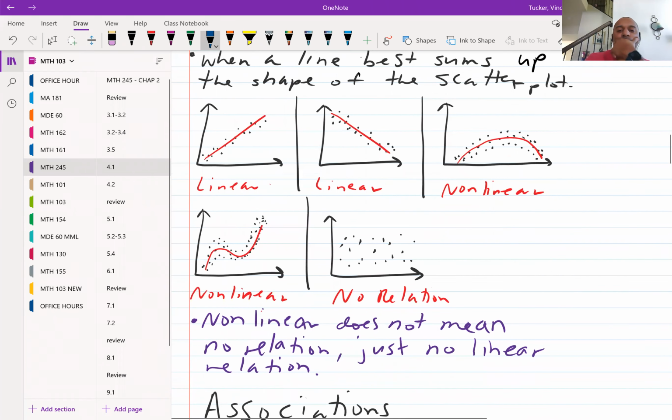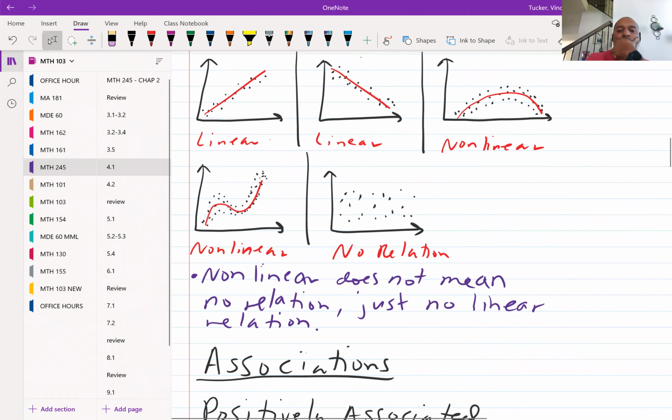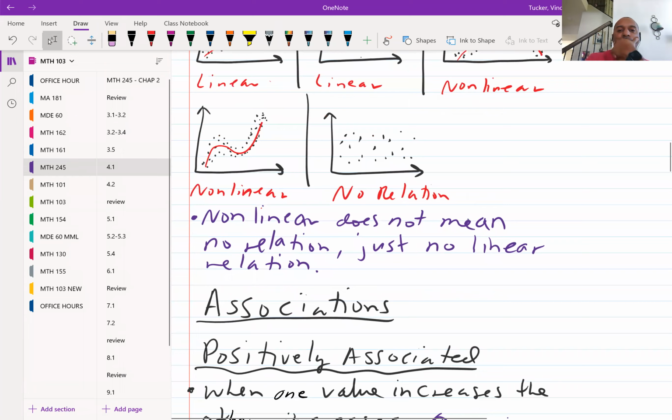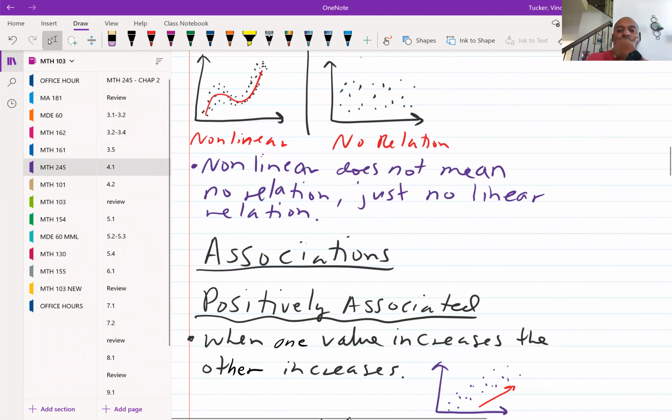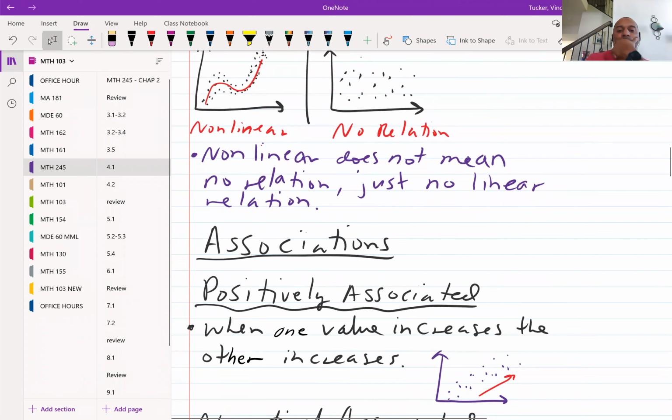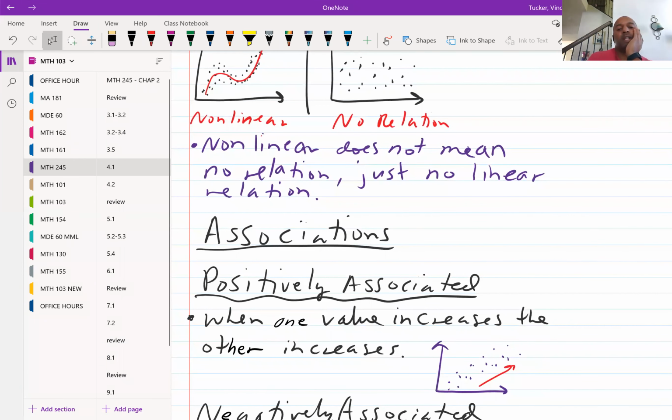Can I scroll up? All right, next we're looking at associations. Positive association is when one value increases, the other one increases. So if you notice down here, as you go from left to right, your pattern goes up. And you always read it from left to right. So as it goes from left to right, if it goes up, it's considered positively associated.